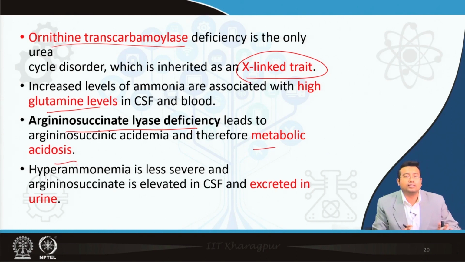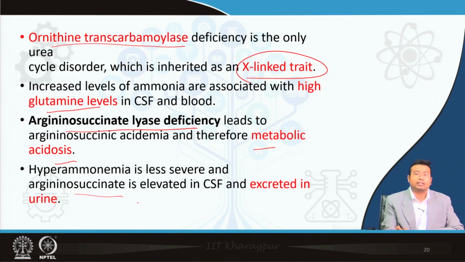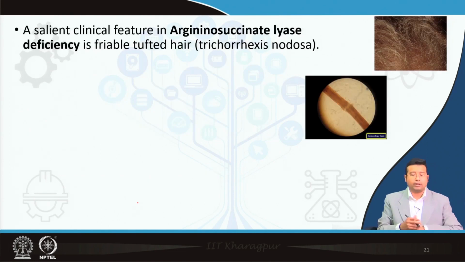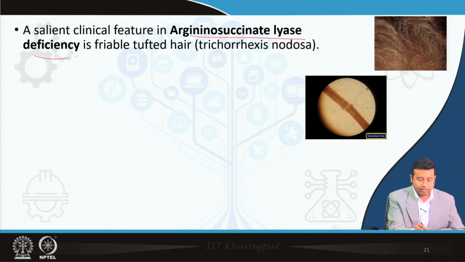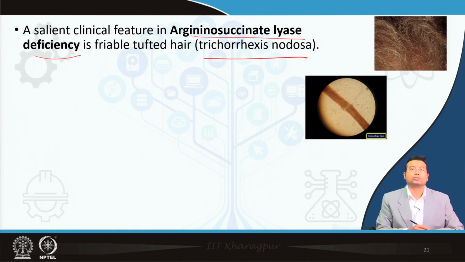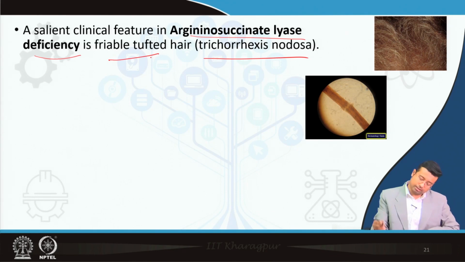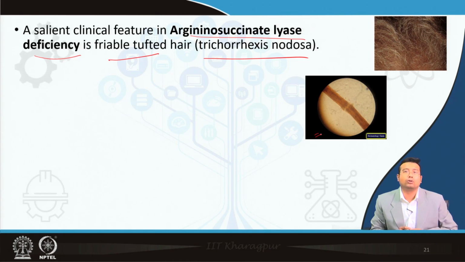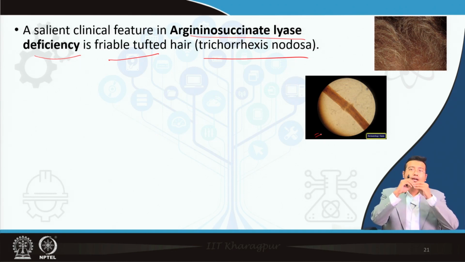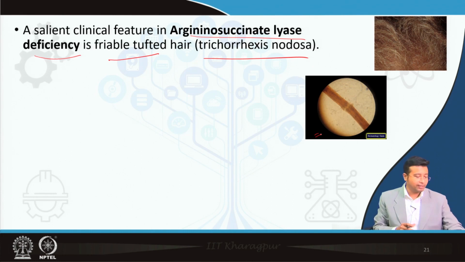So, argininosuccinic aciduria is a case where argininosuccinate is elevated in the CSF and excreted in urine. A special clinical feature in argininosuccinate lyase deficiency is trichorrhexis nodosa. It is characterized by friable and tufted hair. The hair is very much tufted and it easily breaks. This is a microscopic figure in which the breakage of the hair is shown. It is broken internally, so with one gentle pull, the hair will be very brittle.